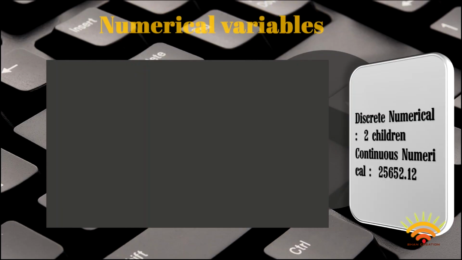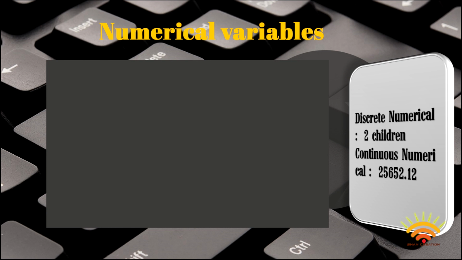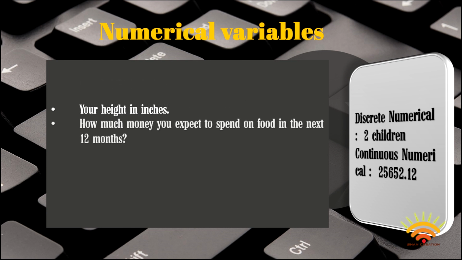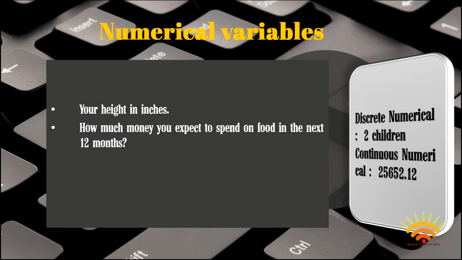Then the numerical variables. Numerical variables are in numbers, for example, your height in inches. And how much money you expect to spend on food in the next 12 months, then the answer may be in money, that means currency. How much? In rupees, maybe 10,000 or 100,000. How much money you are going to spend for your food requirements in the next 12 months.